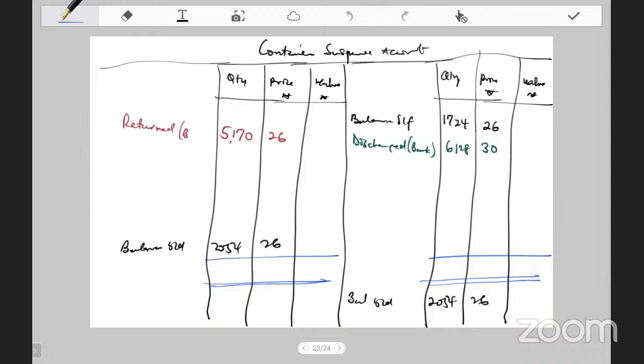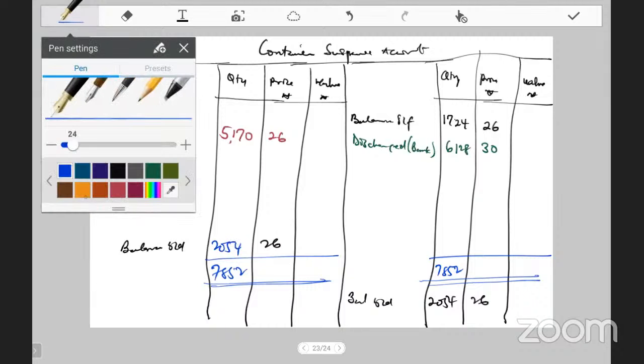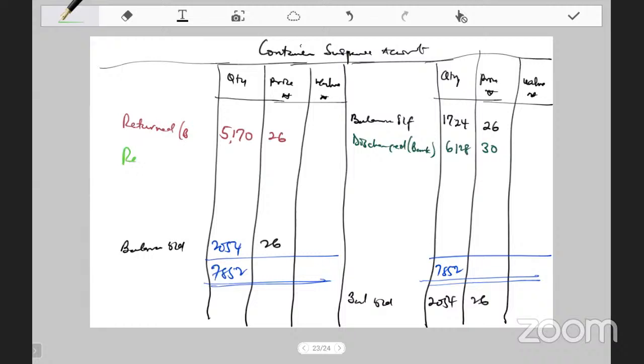Procedure. Yes, that is 7852. So how much is the one that is now retained? 20554. So I need to go ahead with the retain. That's 7852 minus 5107. So what will be the retain?